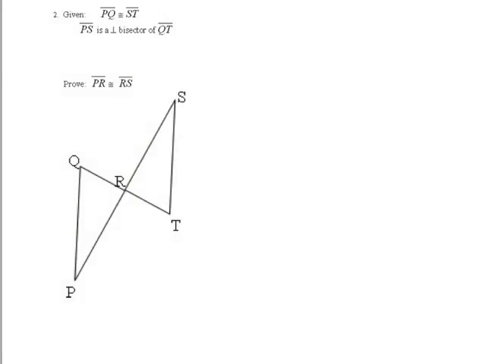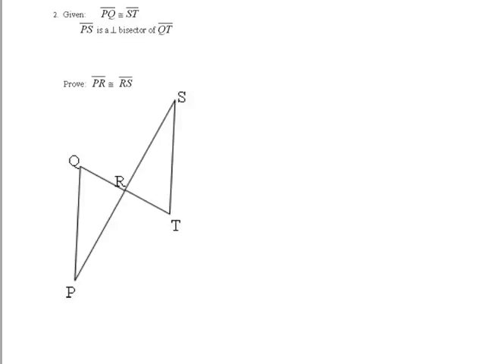In this next example, our goal is to prove that this segment, PR, is congruent to SR. In order to accomplish that, we'll first need to prove that these two triangles are congruent. So let's examine the given information.